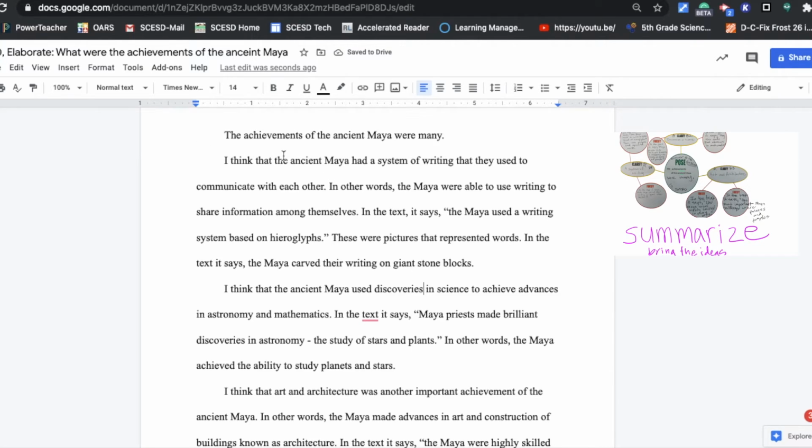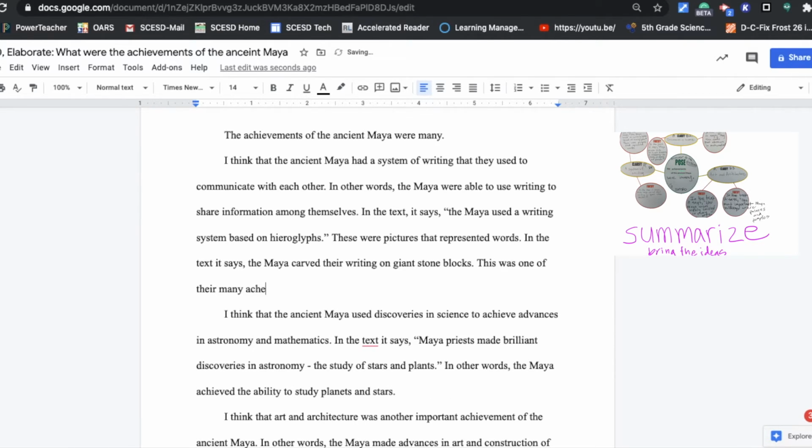Okay, so I think that the ancient Maya had a system of writing they used to communicate with each other. In other words, the Maya were able to use writing to share information among themselves. In the text, it says the Maya used a writing system based on hieroglyphs. These were pictures that represented words. In the text, it says the Maya carved their writings on giant stone blocks. We're going to add in a statement that connects right back to what we were saying about them having many achievements. This was one of their many achievements.